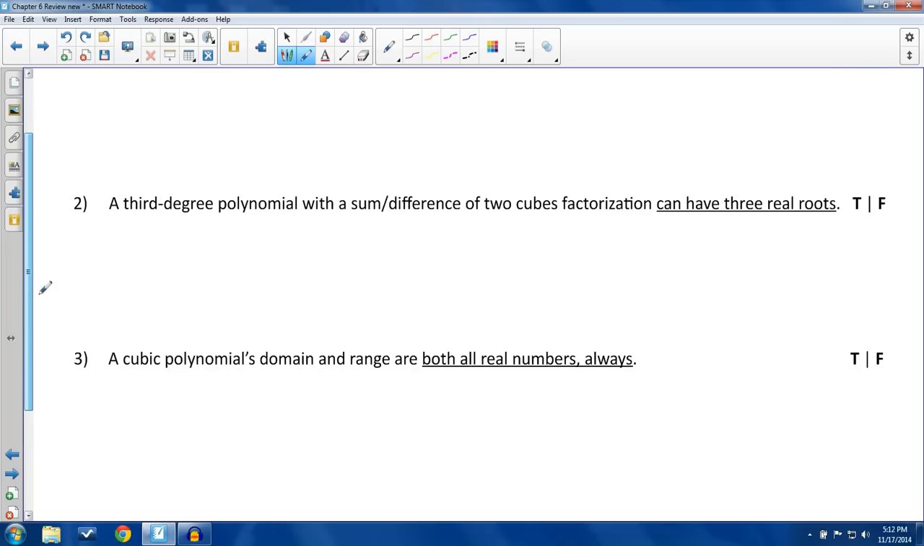Okay, number 2. A third degree polynomial with a sum or difference of 2 cubes factorization can have 3 real roots.